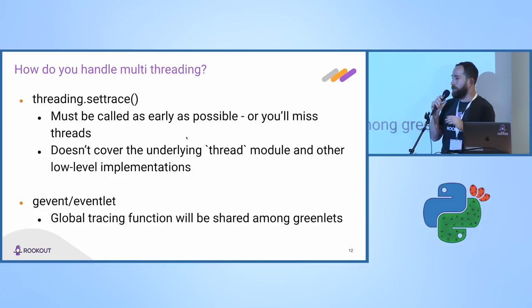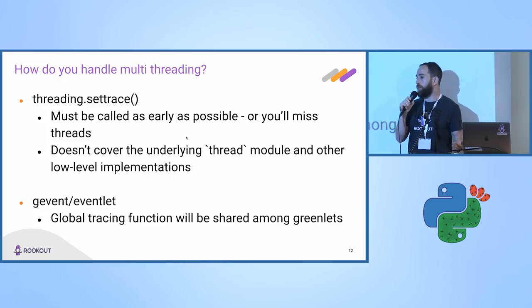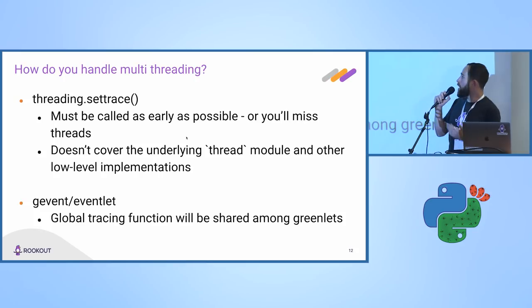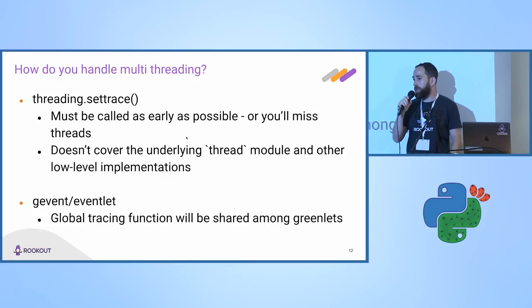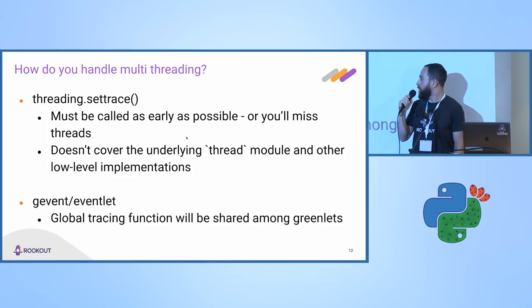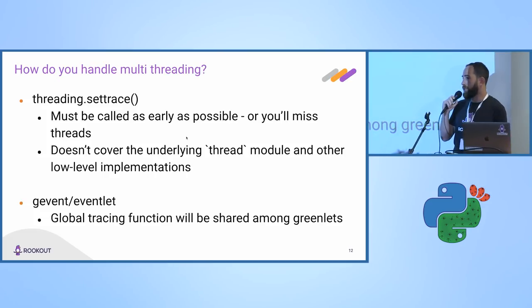Keep in mind that you want to call threading.settrace as early as possible, because there is no documented way of setting the tracer for a remote thread. And also keep in mind that other low-level implementations for threading, such as the thread module, do not offer that option. Last but not least, if you are debugging an event loop oriented application using gevent, eventlet, or greenlet, then from Python's perspective, there is only a single thread. So the global tracer function is going to be shared among all the greenlets.